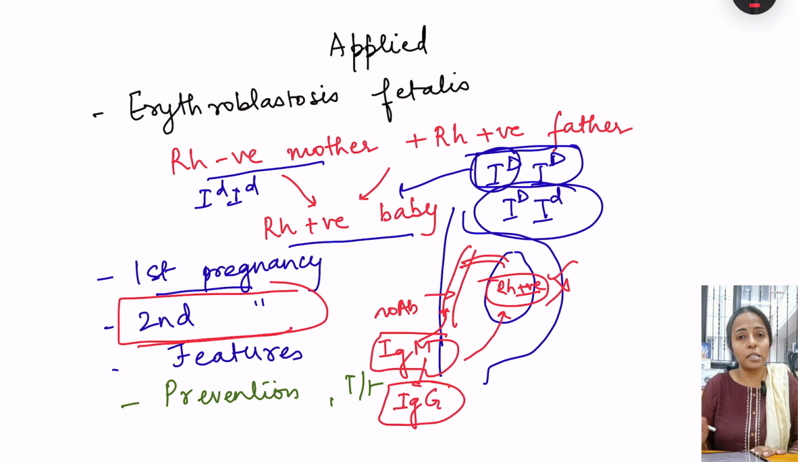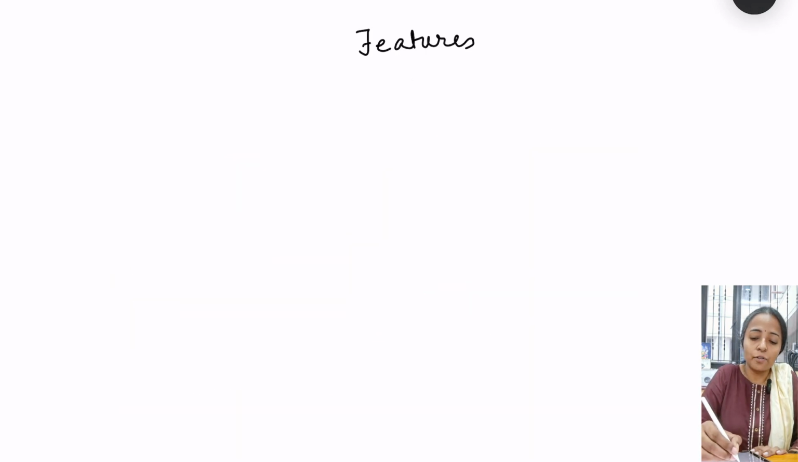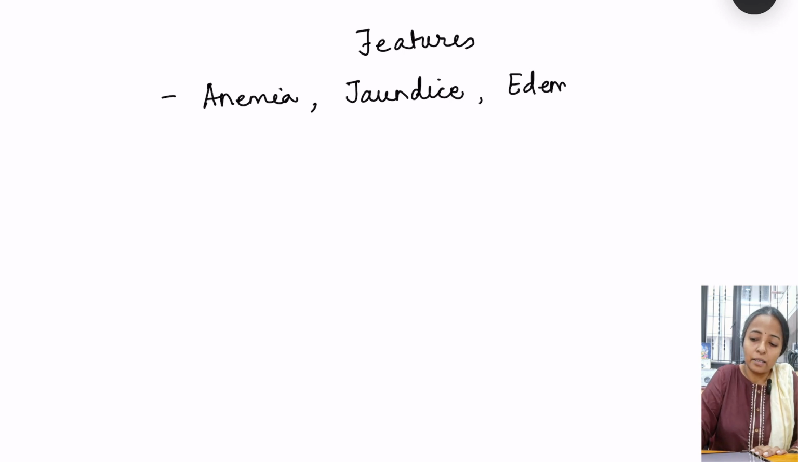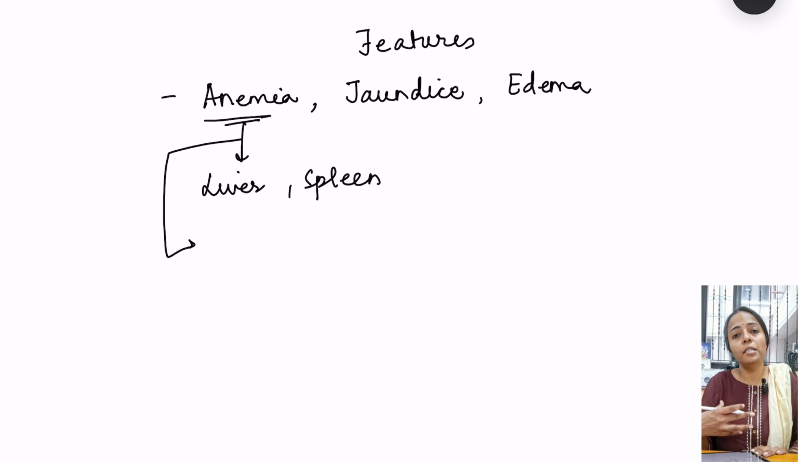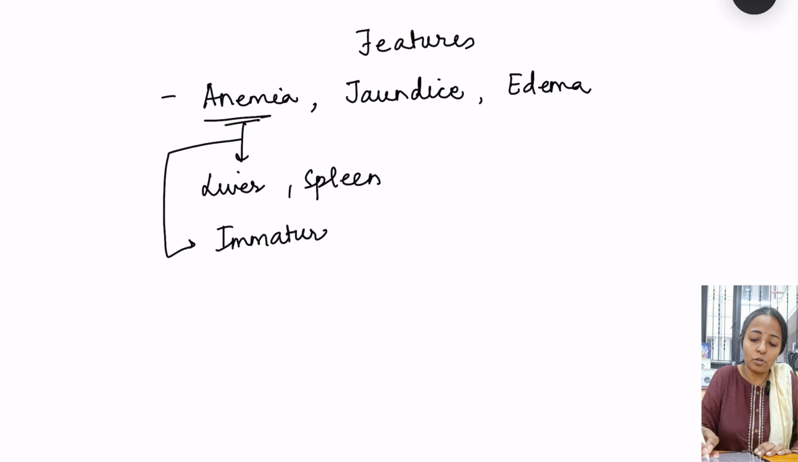Okay, so this is dangerous. What will be the features which will occur? Because of the hemolysis of the fetal RBCs, there will be anemia. RBCs are being destroyed. There will be jaundice, right? And there will be edema. Then, because of so much destruction of the RBCs, the fetal body will try to synthesize more RBCs, and that will happen in the liver and spleen. So they will enlarge. Then, whenever there is increased synthesis of RBCs, even immature RBCs are released into the circulation.